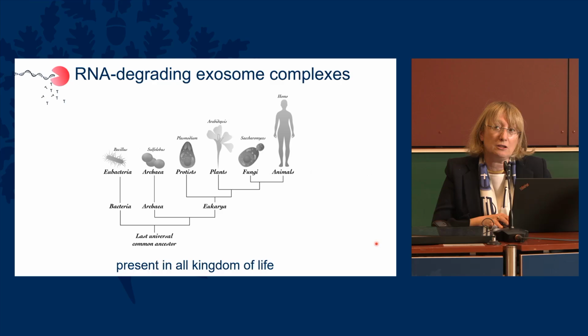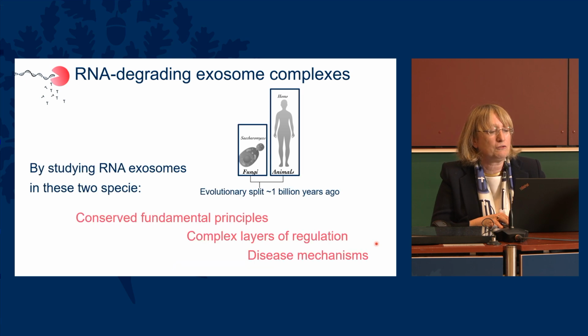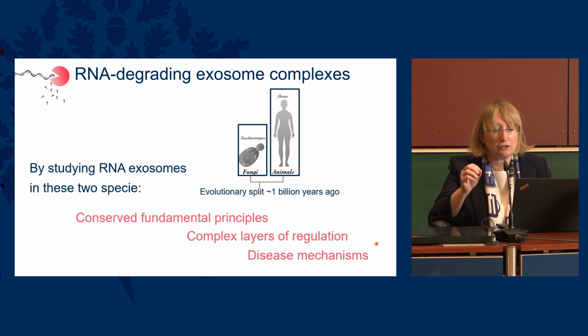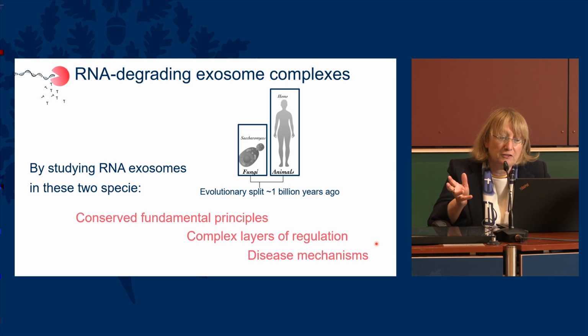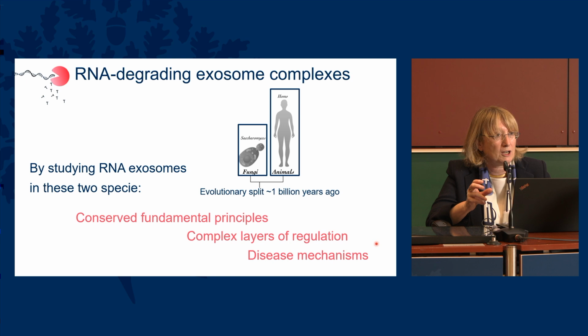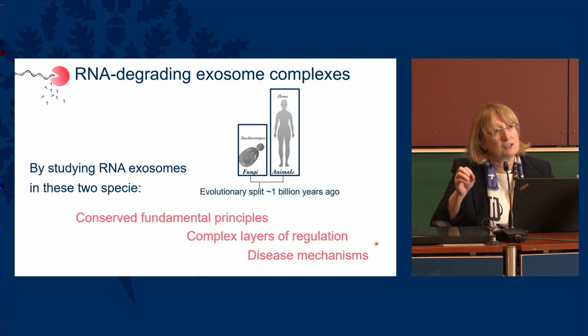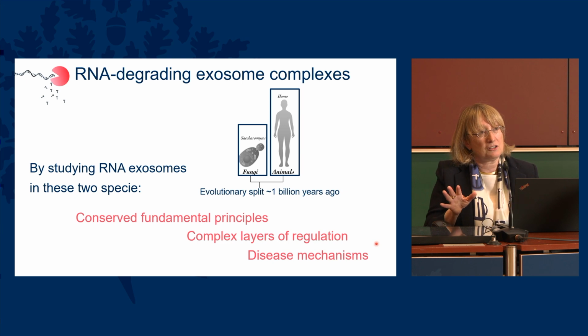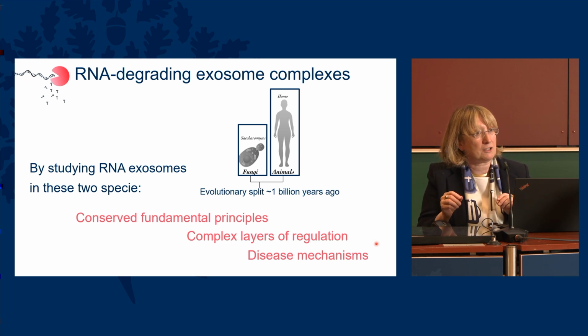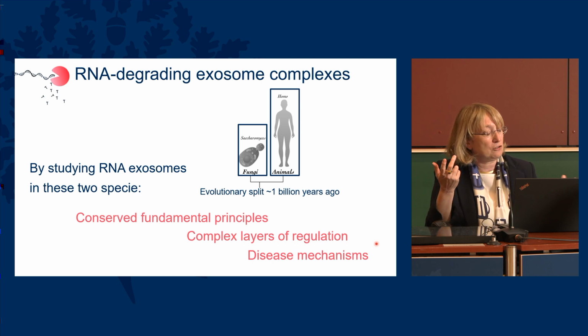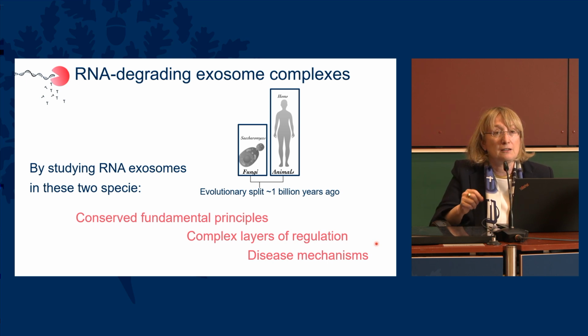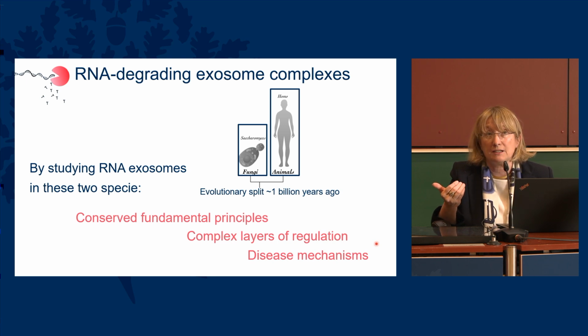In the past 15, 20 years, we have focused on 2 species: Saccharomyces cerevisiae, budding yeast, and the human complexes. We like to study these machines from these 2 species because it allows us to address different types of questions. It allows us to look at the fundamental principles that have been conserved between these 2 species, which diverged more than 1 billion years ago. So there must be a really fundamental core of chemistry which has been conserved through this long evolutionary distance.